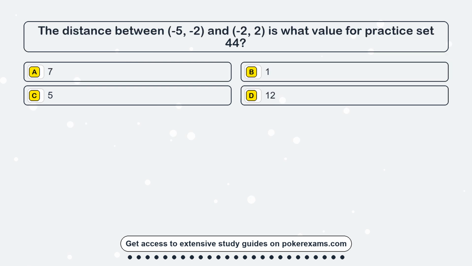Question 16. The distance between minus 5, minus 2, and minus 2, 2, is what value for practice set 44? Option A, 7. Option B, 1. Option C, 5. Option D, 12.